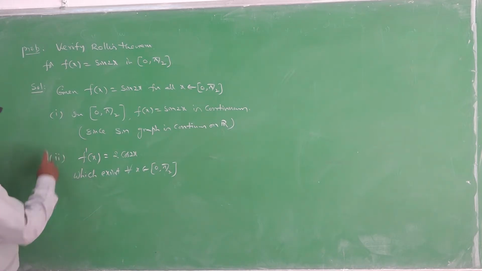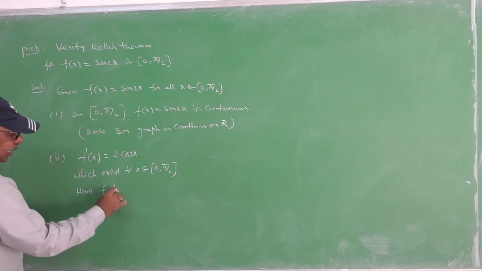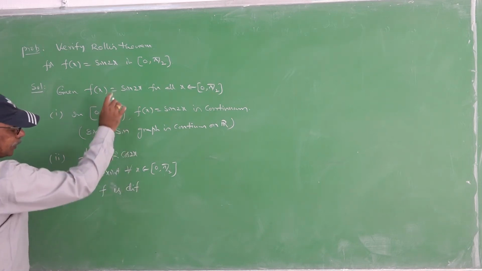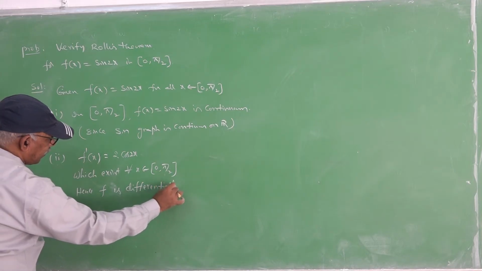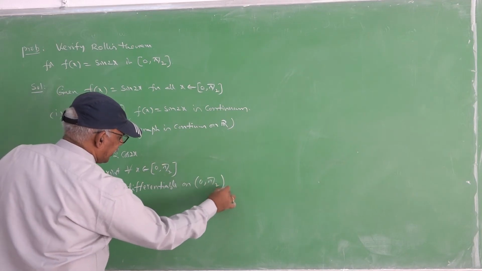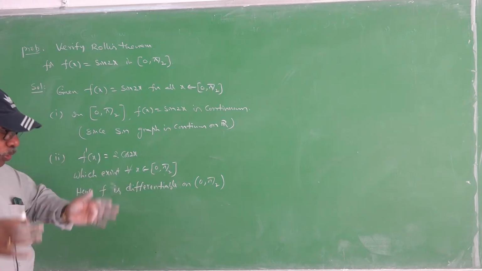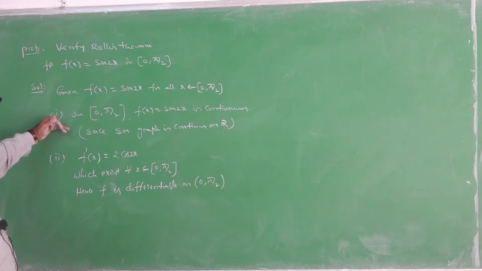So hence the given function f is differentiable on the open interval (0, pi/2). You can conclude like that. Since it is differentiable in the closed interval itself, it is clearly differentiable on the open interval. The first condition of Rolle's theorem is valid and the second condition of Rolle's theorem is valid for the given function.